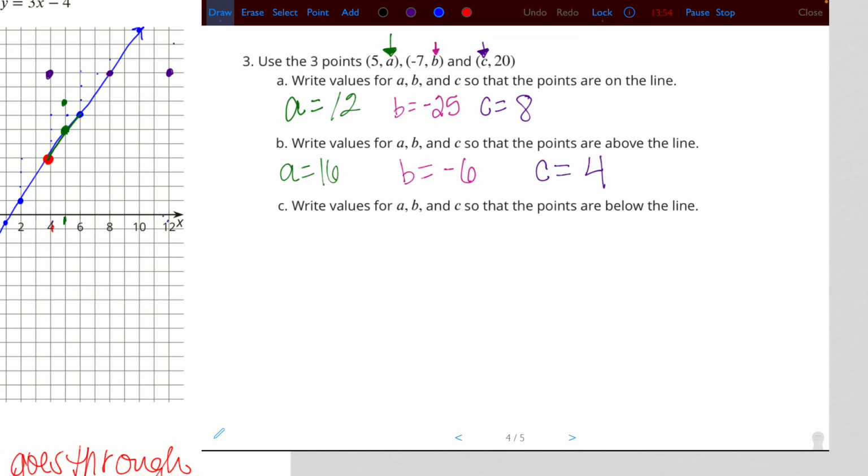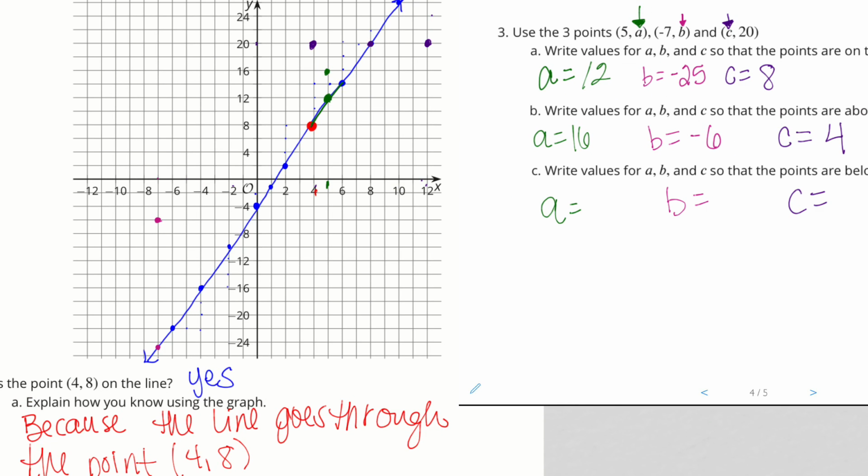Now we're going to write values that are below the line for A, B, and C. So again, same colors. For A, we're going to 5 again. So somebody pick a value that is below the line for the y coordinate. 8? Yes, 8 is below. Right there.